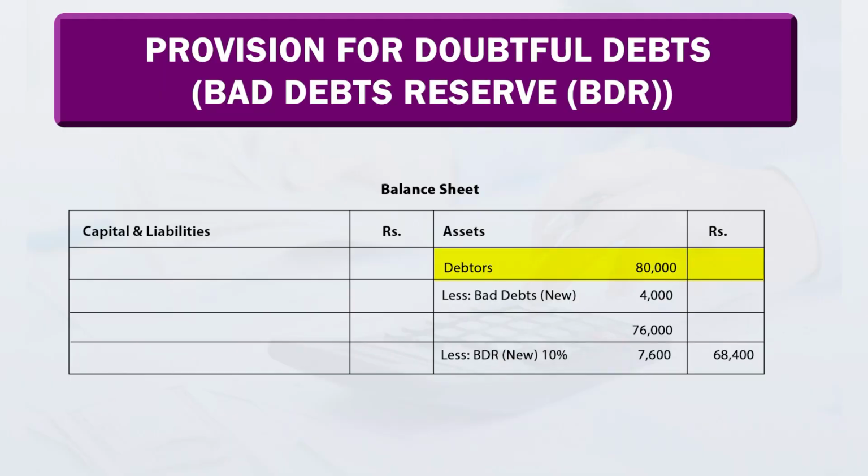Now, we will have a look in our final accounts. Debtors we have 80,000. The 4,000 we have recorded over here is our new bad debts, meaning of adjustment, and then we have deducted our BDR, that is 7,600 rupees, the total requirement of the current year. So, 68,400 will be the net amount of our debtors.